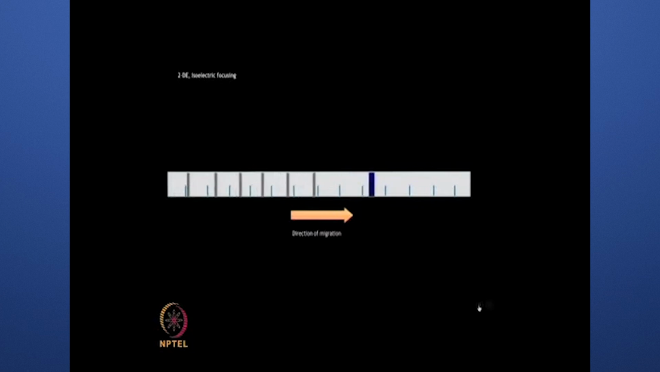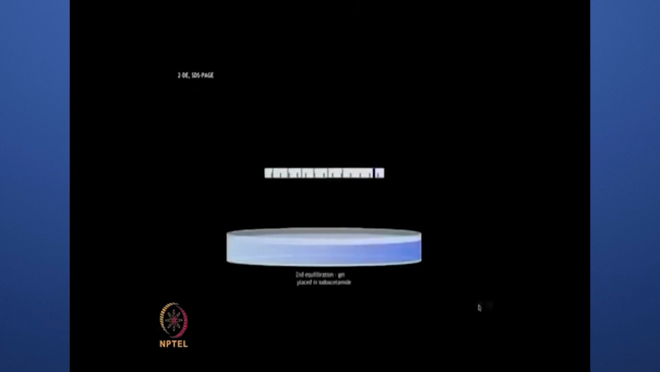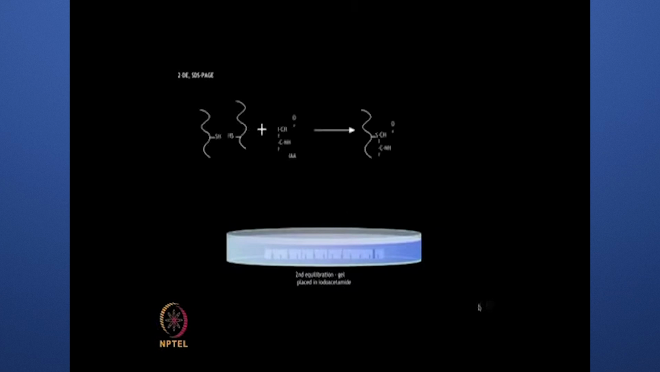The progress of electrophoresis is monitored by adding a tracking dye, which you can see in the animation moving ahead of the proteins. The IPG strip is then equilibrated in a reducing agent such as DTT, followed by an alkylating agent, iodoacetamide, which prevents reformation of reduced bonds.